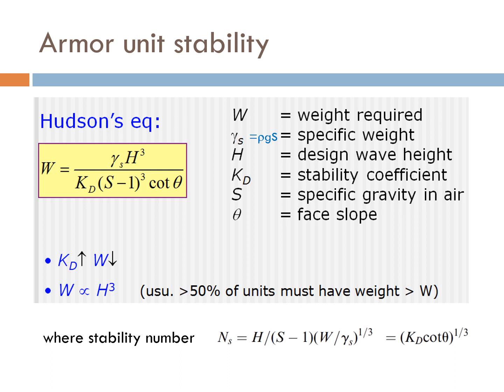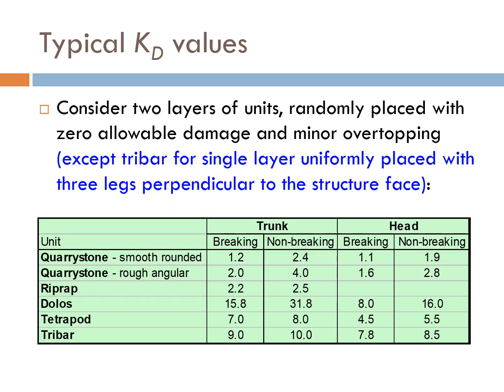The equation can be rearranged to provide the stability number of the armor unit, whereby the stability number N can then be written as H divided by the expression over here. This can also be written in this form based on rearranging the Hudson equation. This slide here shows the typical stability coefficient values, KD.